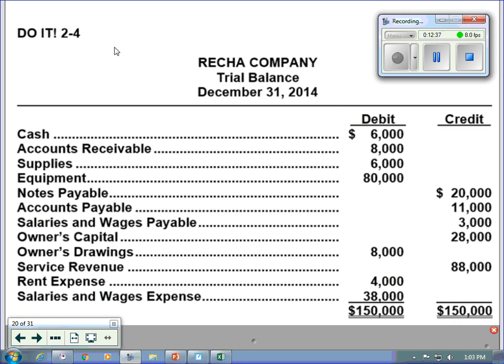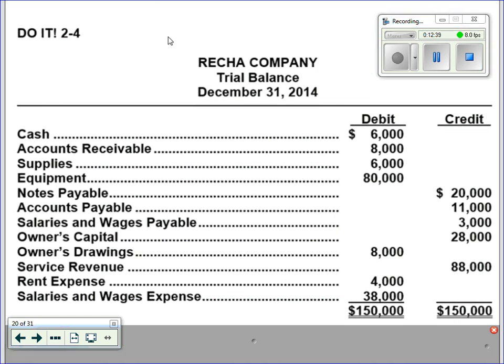So here are the answers for the do it to 4 trial balance. Looks like we have 4 assets. Payable, payable, payable. 3 liabilities. We have owner's capital that follows credit rules, but then you have owner's drawing that doesn't. It's got a debit balance. Pop back to the credit for the service revenue of $88,000 and then expense back on the debit side. 150,000 equals 150,000.